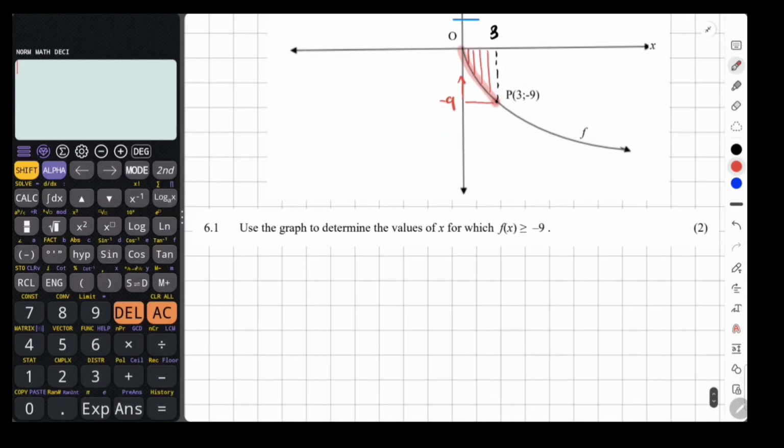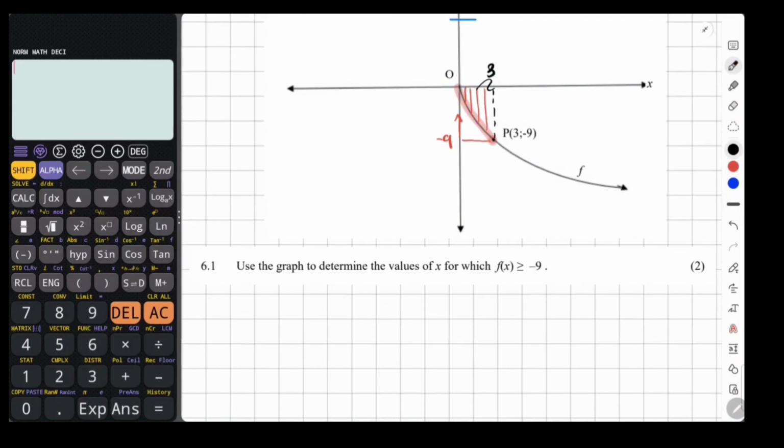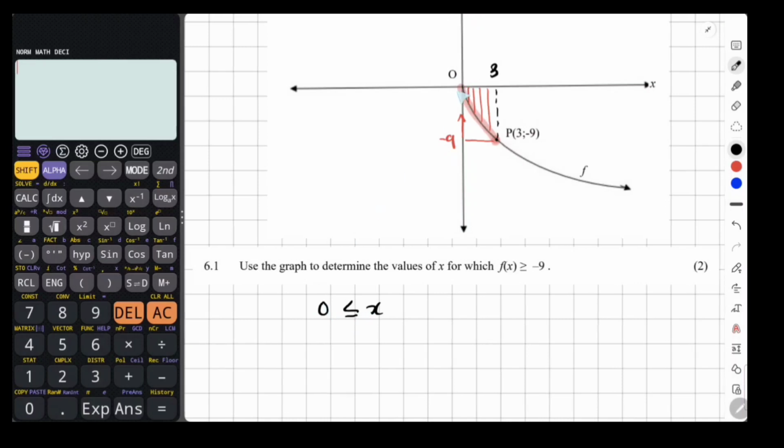So your answer for this would be, it's between 0 and 3. X is going to be greater or equal to 0. So it's not just greater than 0, because 0 is also an included point. At this point 0, the y value is 0. 0 as a y value is also greater than -9. So we have to include that as well. So it is x is greater or equal to 0, but less than or equal to 3.